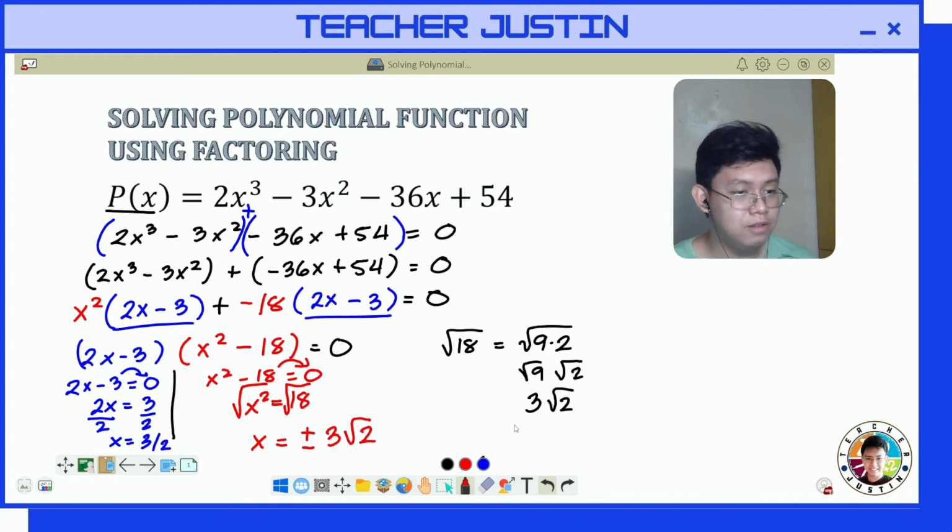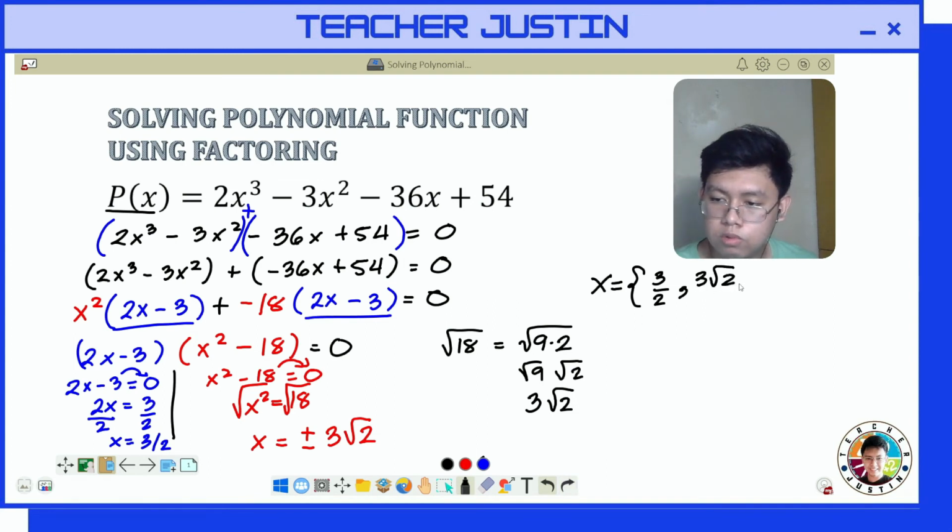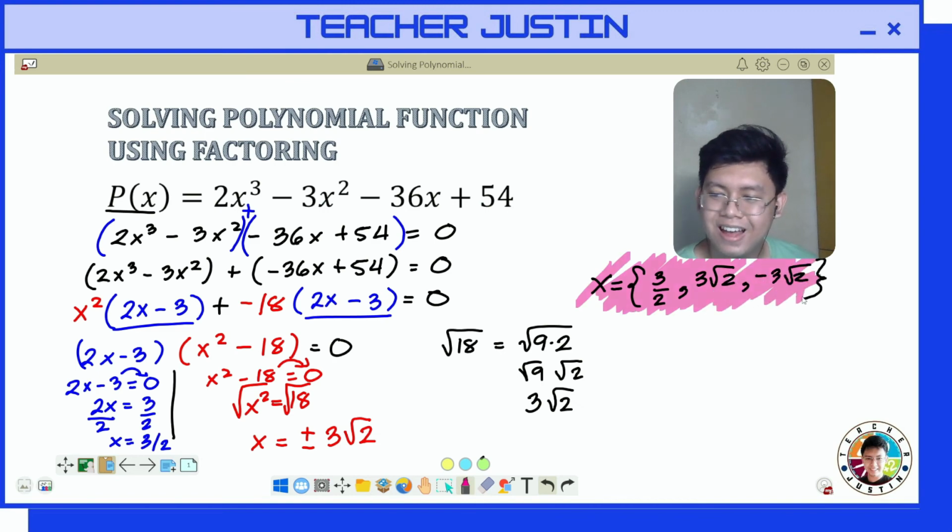Now that we have the values of x, let's write our final answer. So, the values of x of this polynomial function will be 3 over 2, positive 3 square root of 2, and negative 3 square root of 2. And that will be our final answer. Ta-da! And that is it.